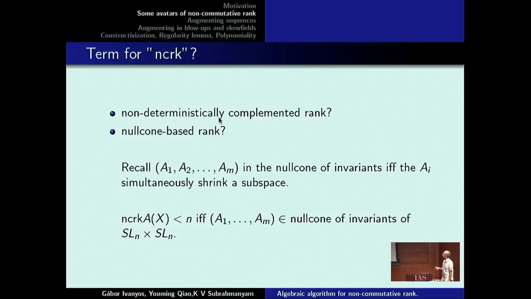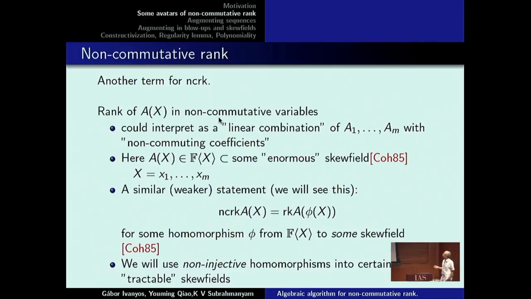From the previous slides, it is also the null cone based rank, because by the alternate characterization which was given earlier, a collection of matrices is in the null cone if and only if they simultaneously shrink a subspace, and simultaneously shrinking implies that the non-commutative rank is strictly smaller. So this we could also call the null cone based rank. Again, all of this we are familiar with.